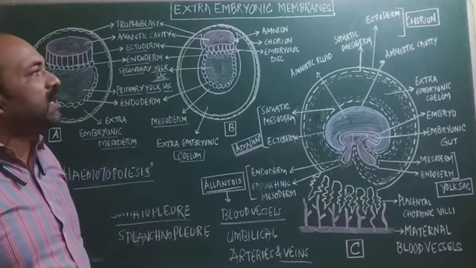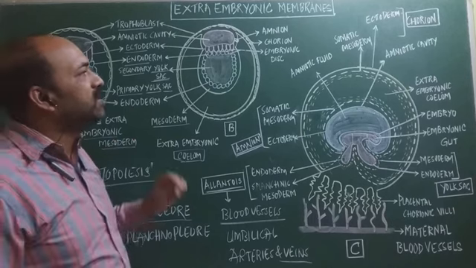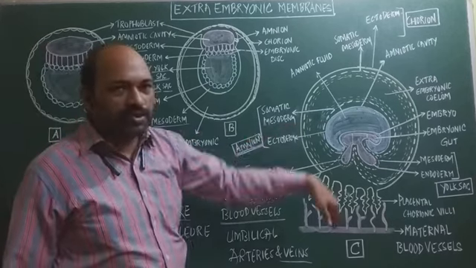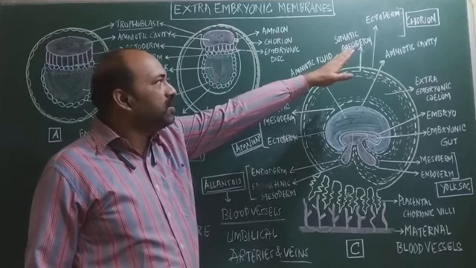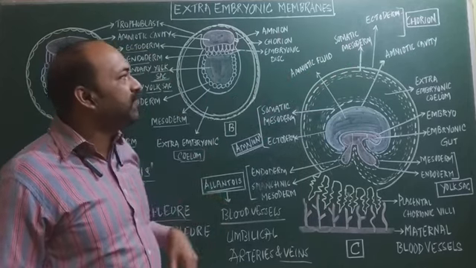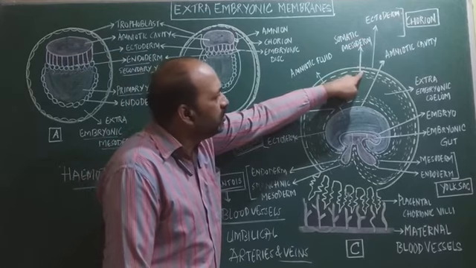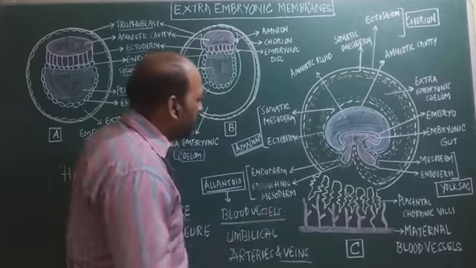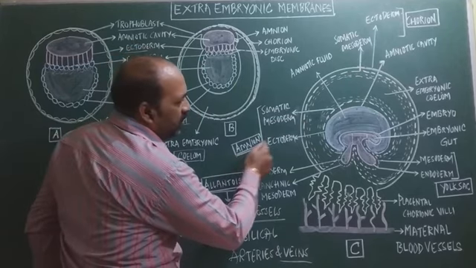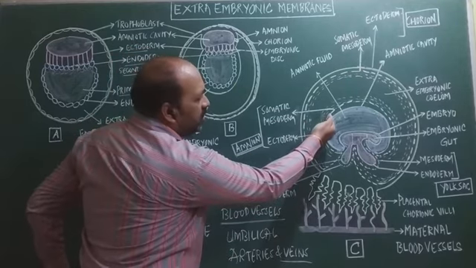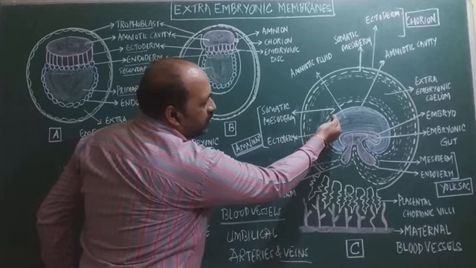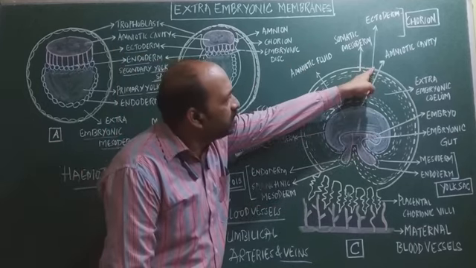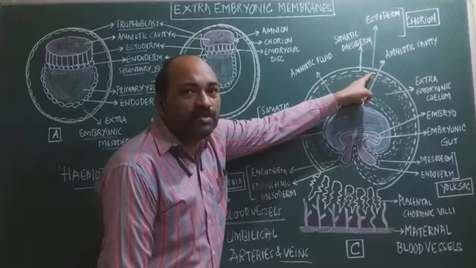And the last extra embryonic membrane is the chorion. The chorion is the outermost layer, formed or derived from mesoderm inside and ectoderm outside. Very important, you should remember: in the amnion, mesoderm is present outside and ectoderm is inside. But in the case of chorion, ectoderm is outside and mesoderm is inside.